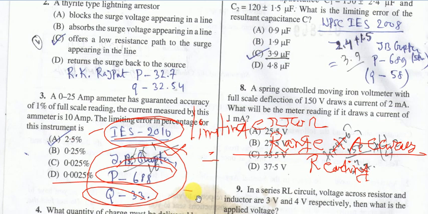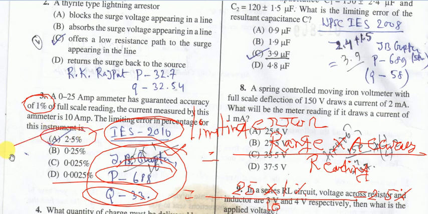Now, what is the range? Here it is 0 to 25 ampere, that means 25. The accuracy is already given here, 1%. Now, what is the reading? The reading is 10. So if I divide 25 by 10, that is 2.5, and 2.5 into 1 is 2.5%. So 2.5% will be the correct answer.